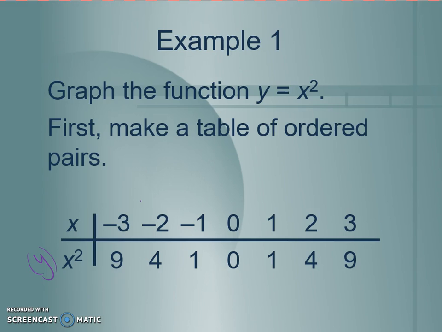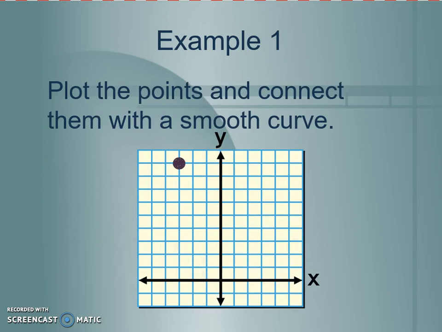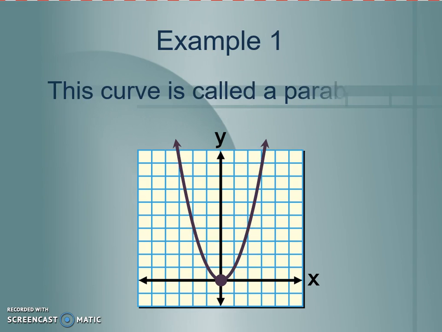So when we go ahead and graph this, we'll plot the points. When we are talking about a function that is squared, or our power function, it's connected with a smooth curve. So plot the points and connect them with a smooth curve. This isn't like our absolute value that was a sharp V. This one is a smooth curve. This curve is also called a parabola. In this graph, our vertex is at 0, 0.